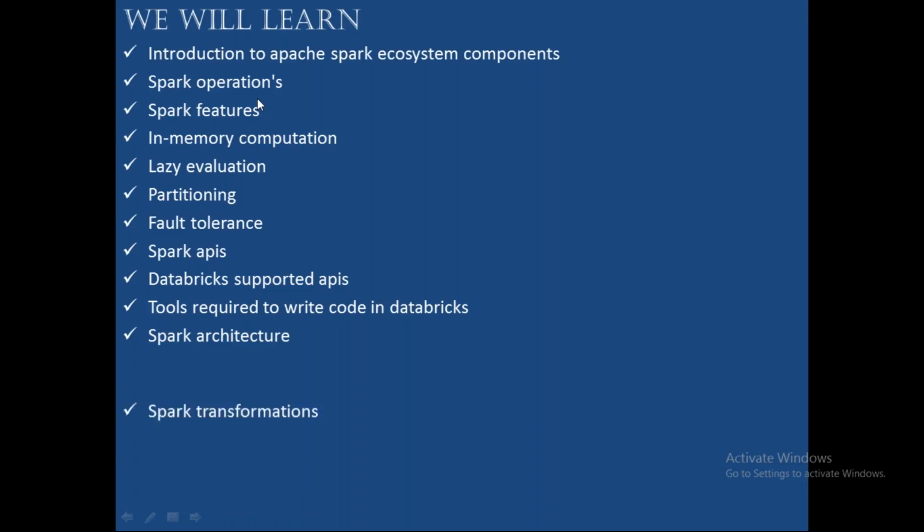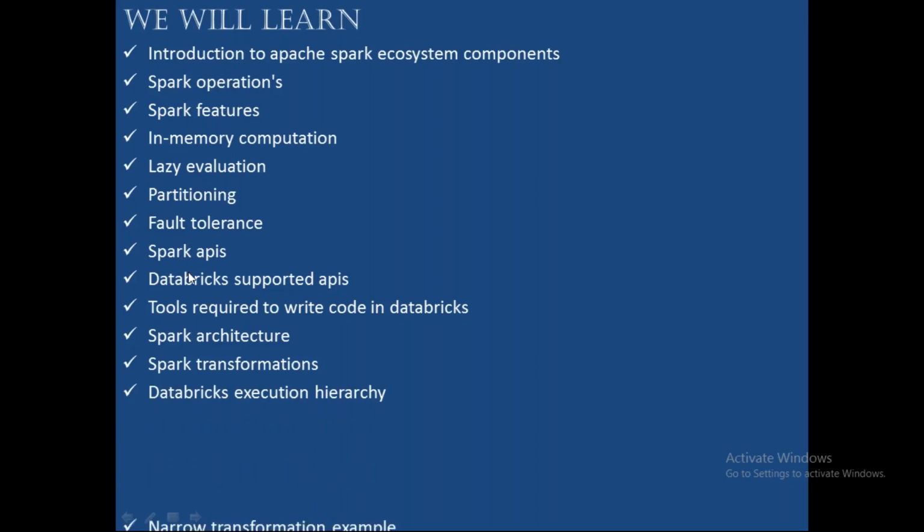Then we are going to talk about Spark architecture, Spark transformations. Here I already mentioned, right? Spark operations are two: Spark transformations and actions. So here I will just discuss Spark transformations. Then Databricks execution hierarchy, basically how this execution is going to happen. First it will create jobs, then it will create stages, then it will create something called tasks. Okay, all those things we'll see.